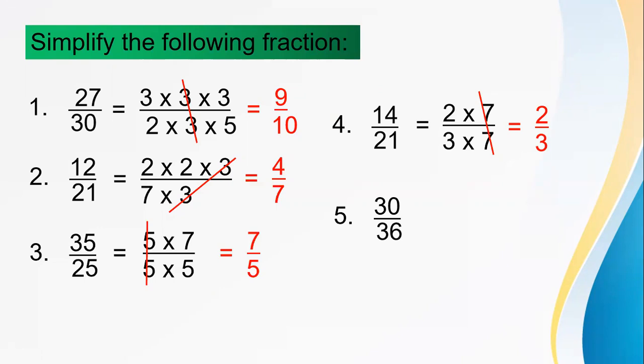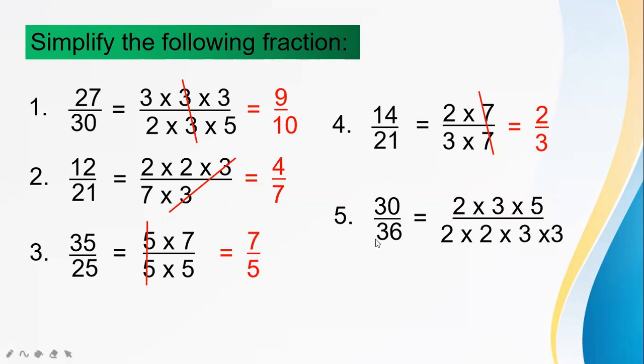Number 5, we have 30 over 36. Factors of 30 and factors of 36. We have 2 times 3 times 5 is 30. Then 36 factors, 2 times 2 times 3 times 3. After that, you cancel the common factor to get the simplified form, the lowest term. Cancel out the common factors, 2 and then 3. The remaining factor of the numerator is 5, and the remaining factors of the denominator are 2 and 3. Multiply, and therefore we have 5 over 6. So this will be the simplified form.